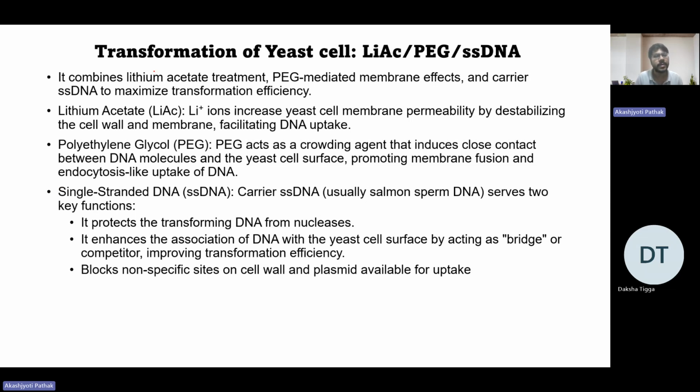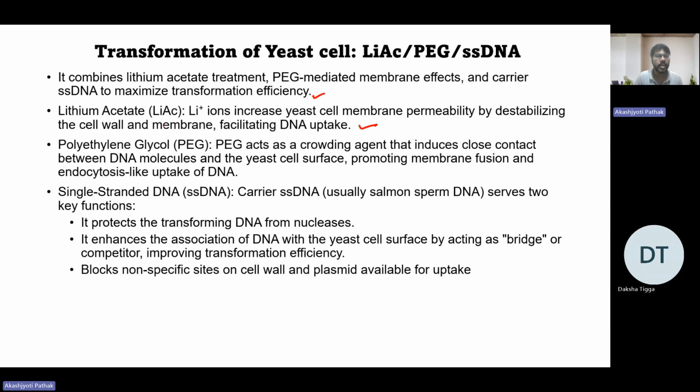In the lithium acetate method, it combines lithium acetate treatment, PEG-mediated membrane effects, and carrier single-stranded DNA to maximize the transformation efficiency. So why is lithium acetate added? The lithium ions increase cell membrane permeability by destabilizing the cell wall and membrane, facilitating DNA uptake. In the case of bacterial cells, we were treating with calcium chloride. Now for yeast cells, we are treating with lithium acetate, which makes the cell membrane permeable and destabilizes the cell wall and cell membrane.